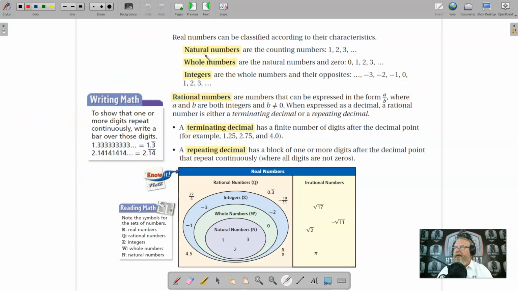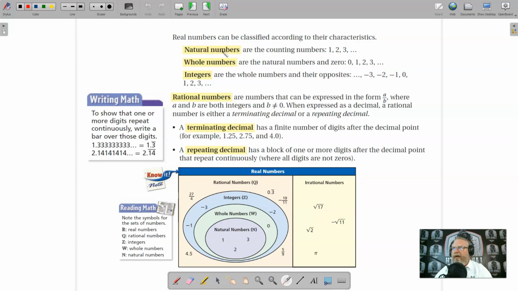All right, let's talk about classification of numbers. Real numbers can be classified according to their characteristics. And down here, I've included a graphic organizer for this. So as I read through the definitions, we'll talk about how they fall into this graphic organizer.